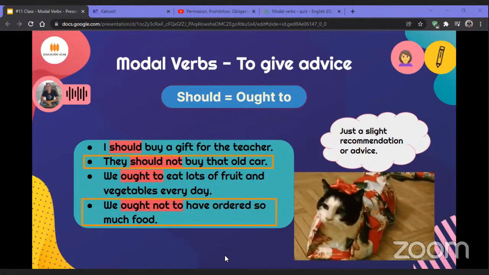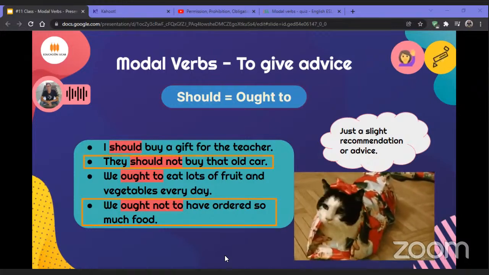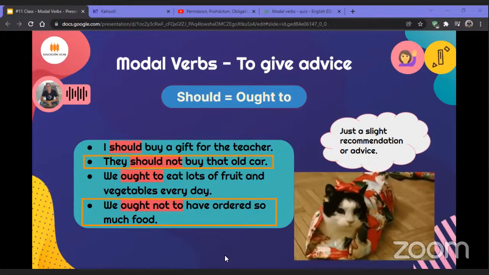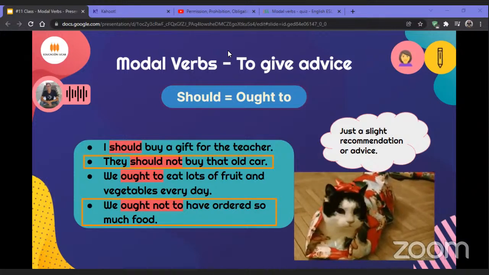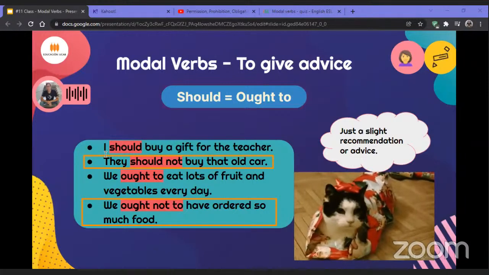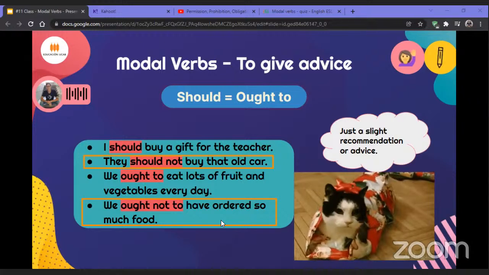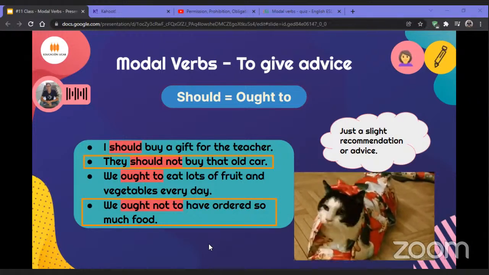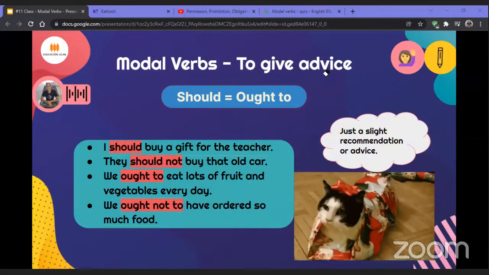They shall not buy that old car. Okay. We ought not to have ordered so much food. Very good. Let's see. Remember, should. We do not pronounce the L, should. Okay. I should do something. And I think it's quite good pronunciation. Very good one. Let's jump to the next one.